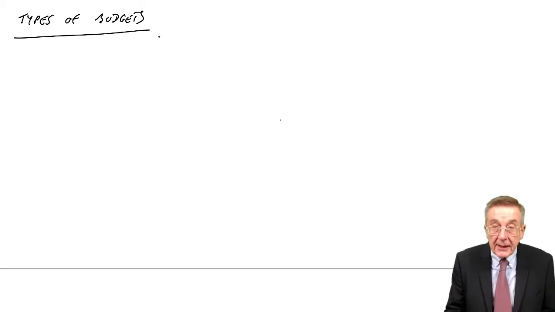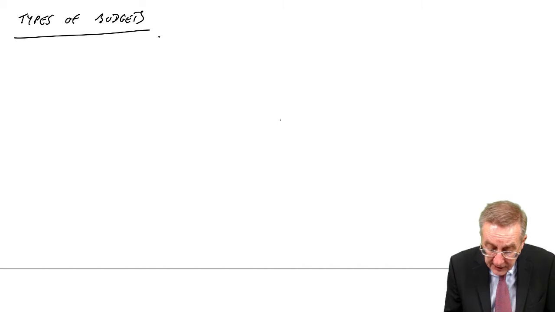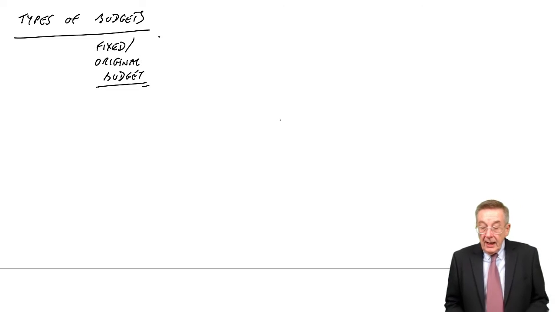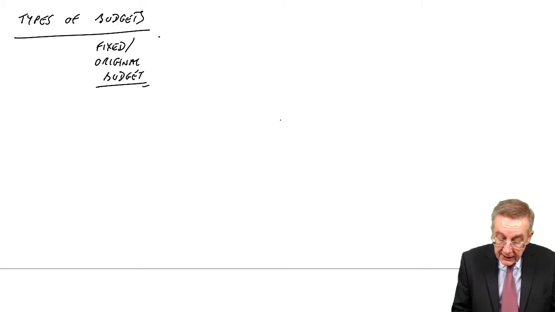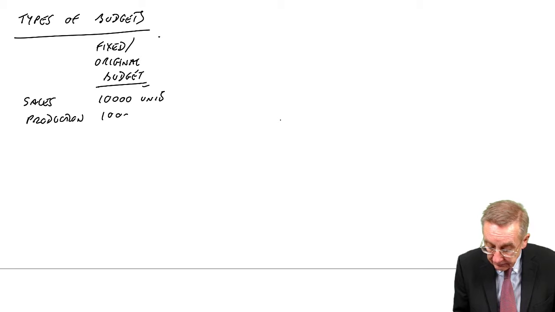Well, let's first of all set up or write down the fixed budget. And although I'll explain why it's called the fixed budget later, this is the original budget. So the fixed or original budget. And just so I don't get lost later on, remember in the original budget we were budgeting on sales of 10,000 units. We were budgeting on production of 10,000 units, a nice easy one.